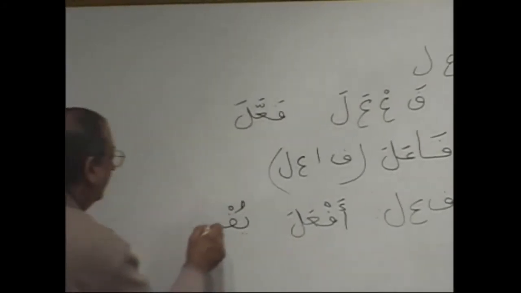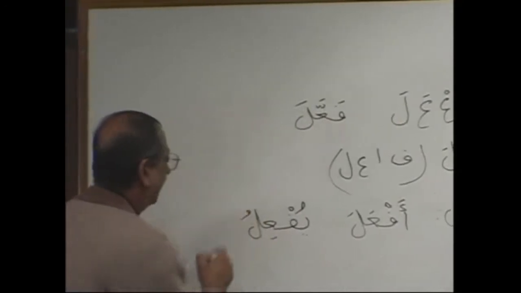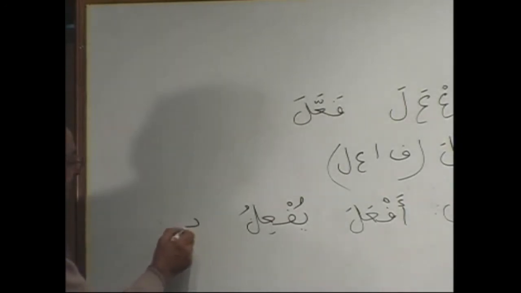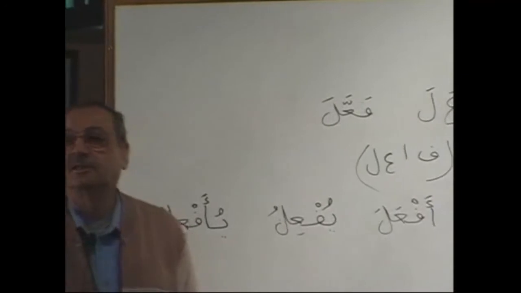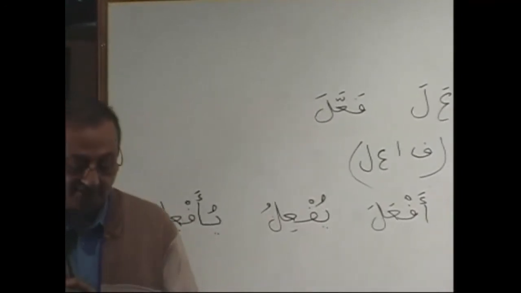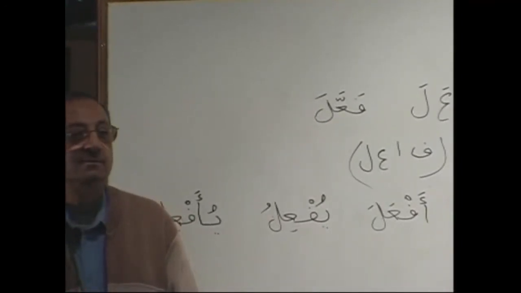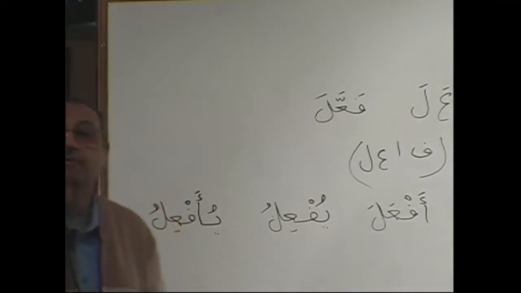Remember, four letters. It has to be yu. Yuf'ilu. But actually, brothers and sisters, actually it is yu-af'ilu. But you never write this. You will always write this, yuf'ilu. What happened to Hamza? It got dropped. I have a different story.